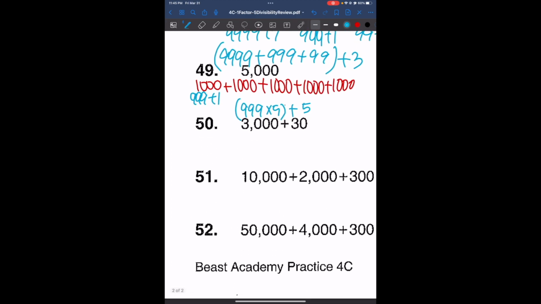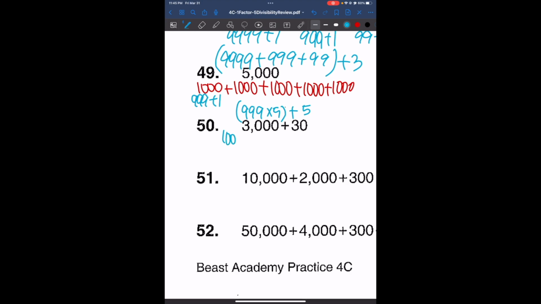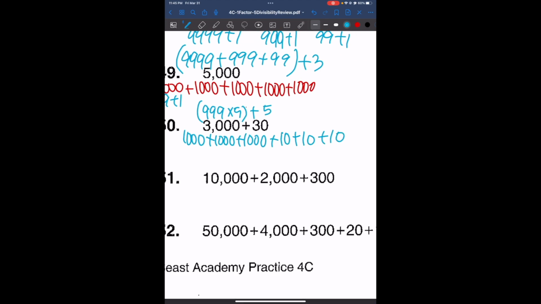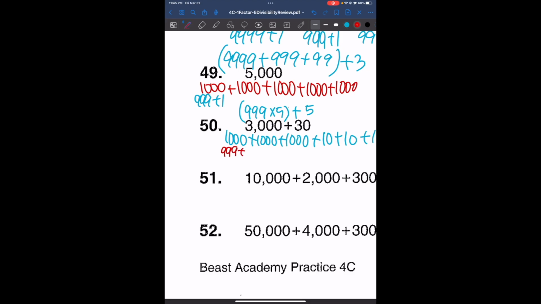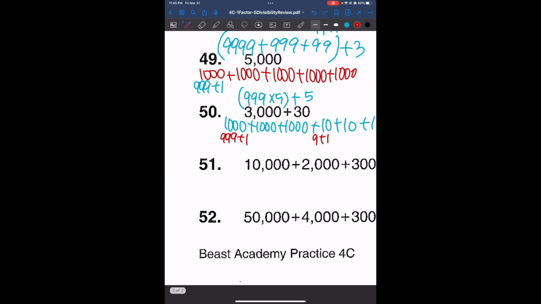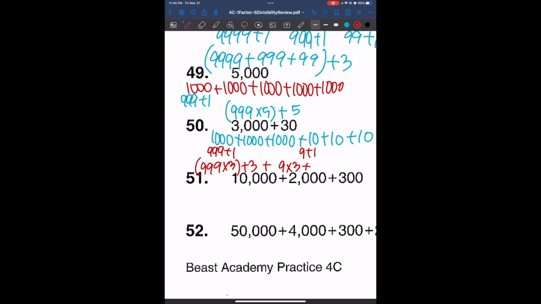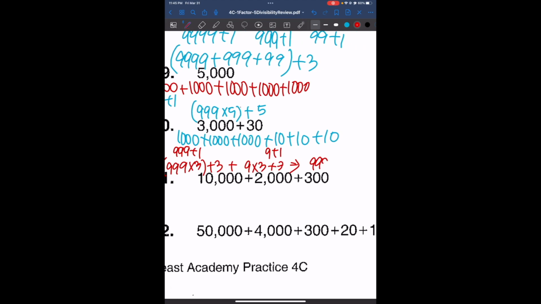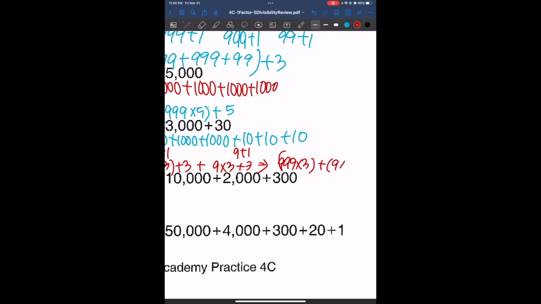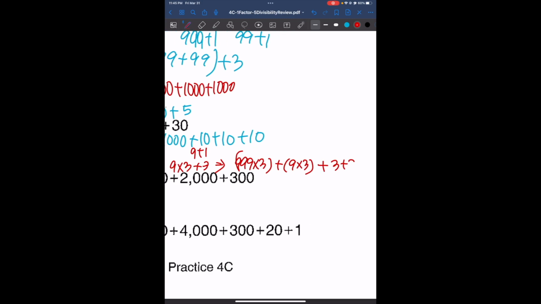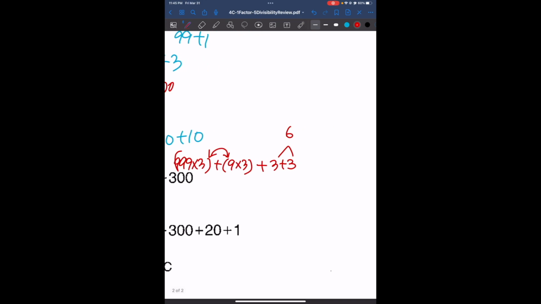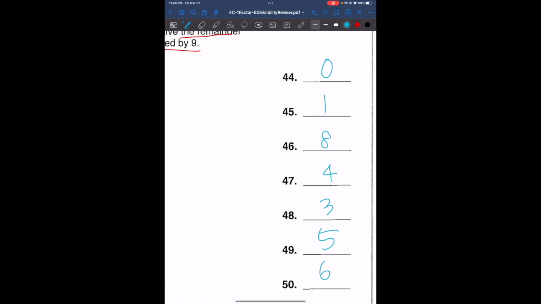Now we're going to look at 3,000 plus 30. So 3,000 is going to be 1,000 plus 1,000 plus 1,000, and 30 can be expressed as 10 plus 10 plus 10. And 1,000 can be expressed as 999 plus 1, and 10 can be expressed as 9 plus 1. So what this is going to look like is 999 times 3 plus 1 times 3, or plus 3. And then we add 9 times 3 plus 3. And so that's going to give us 999 times 3 plus 9 times 3 plus 3 plus 3, which is 6. Now these two are both divisible by 9, so our remainder is going to be 6.